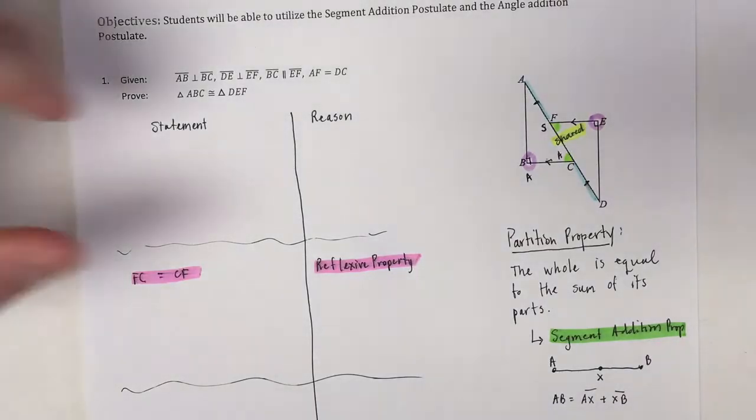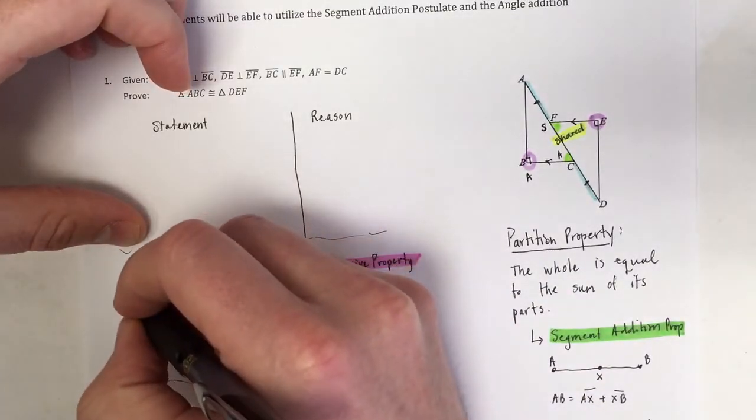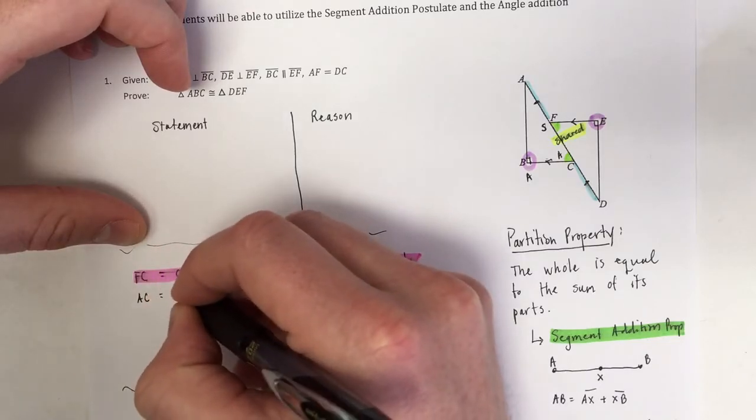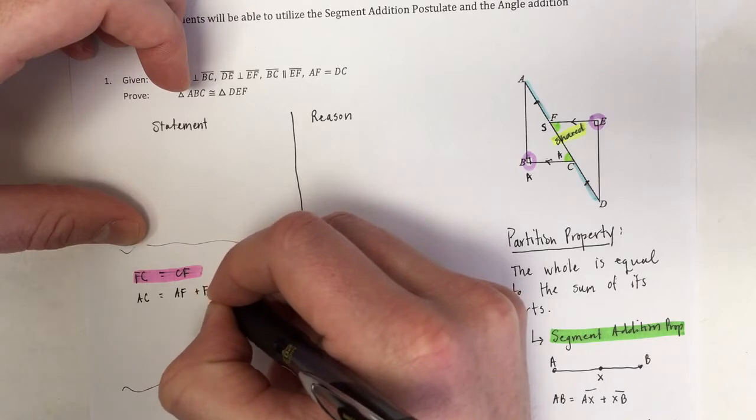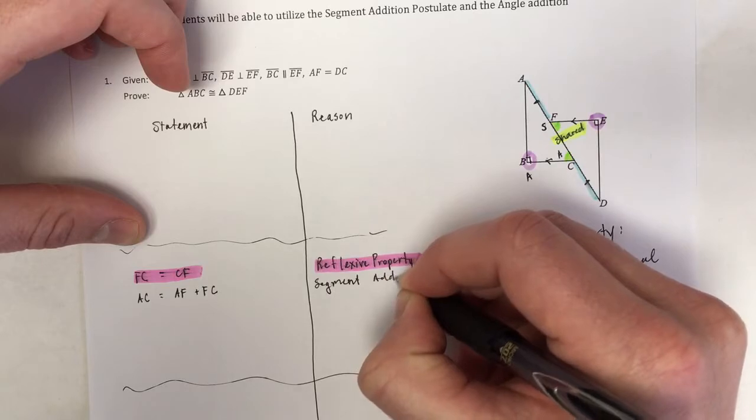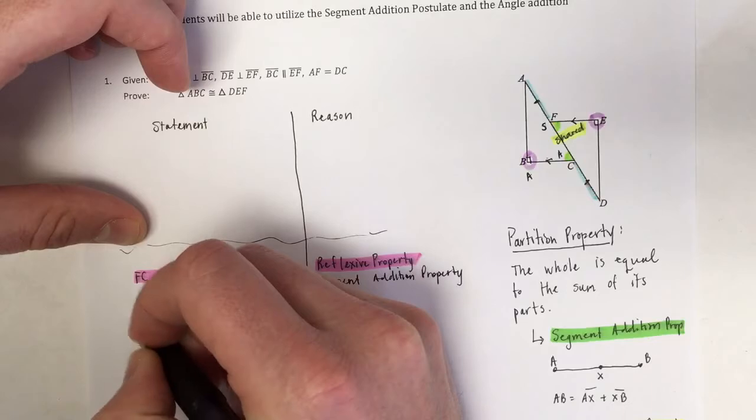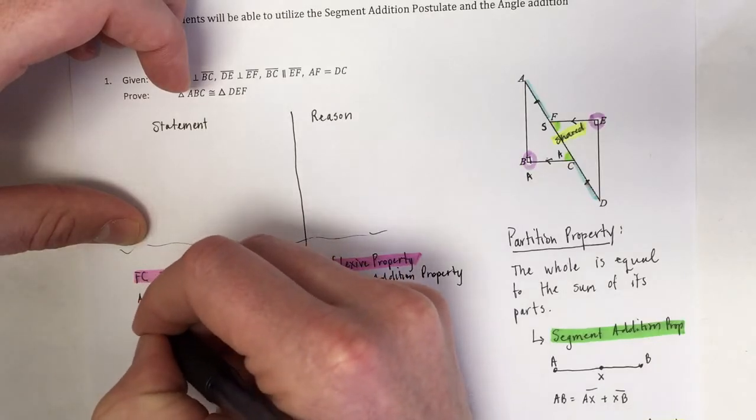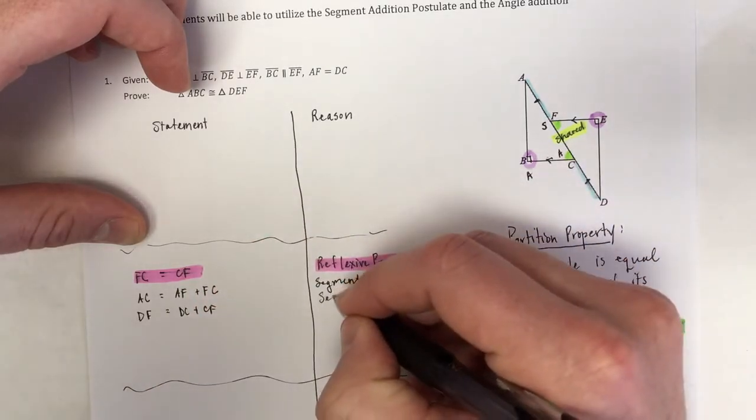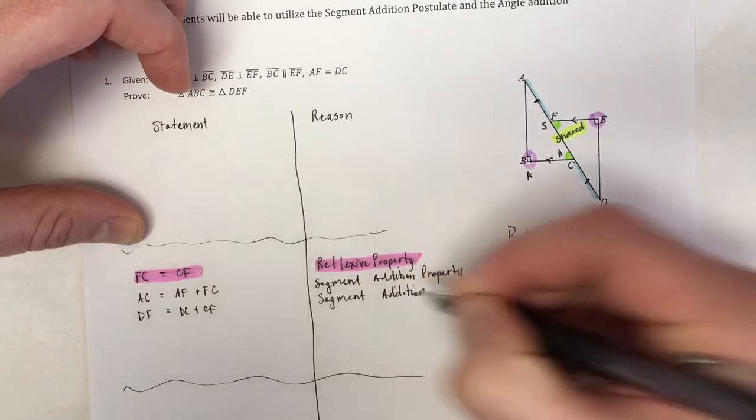And then the next thing it could say is the segment addition postulate, which would be that AC is equal to AF plus FC, segment addition property. And I could say it another time where I would say that DF is equal to DC plus CF, and I'd say segment addition property.